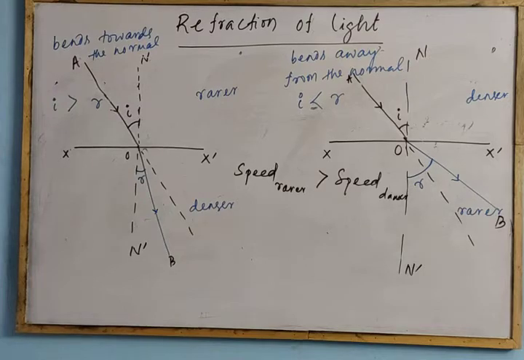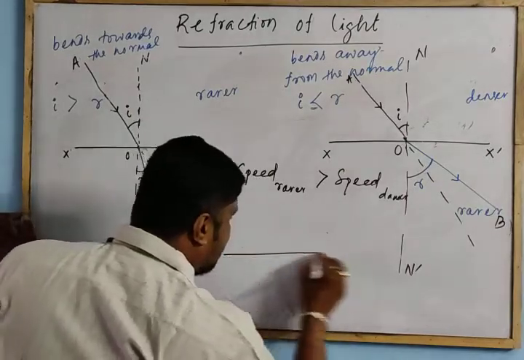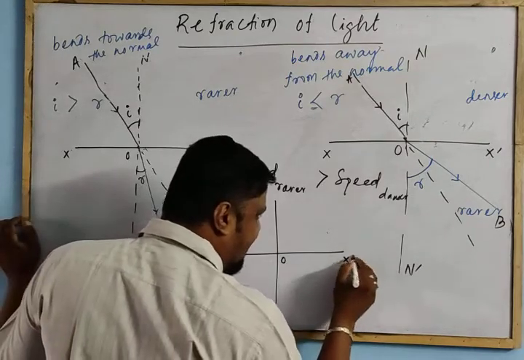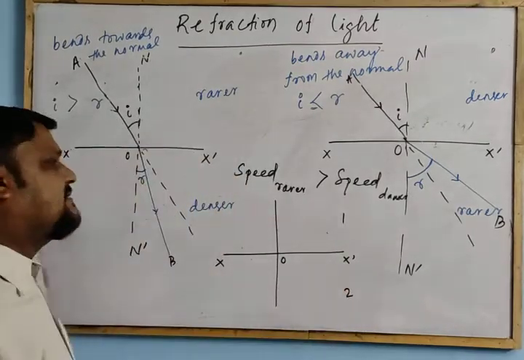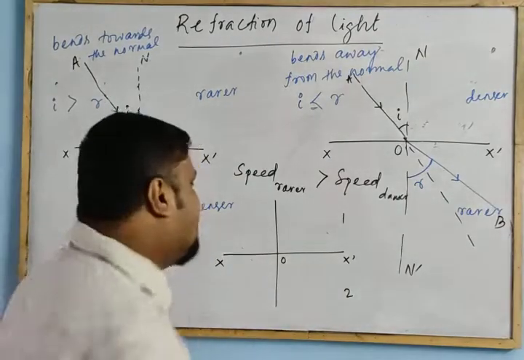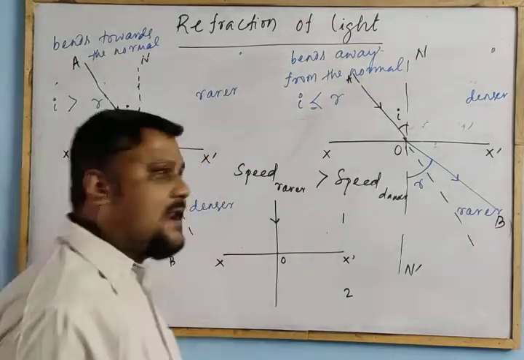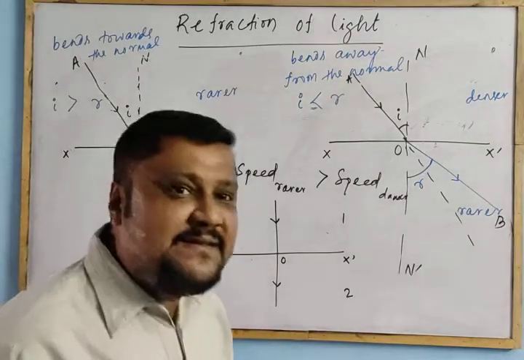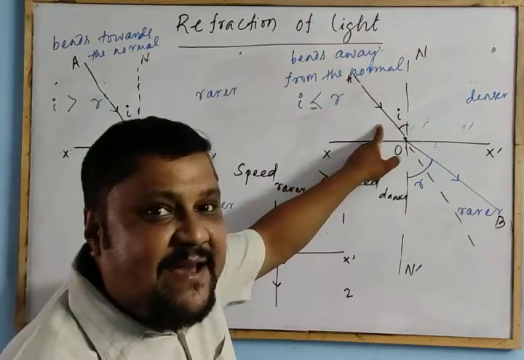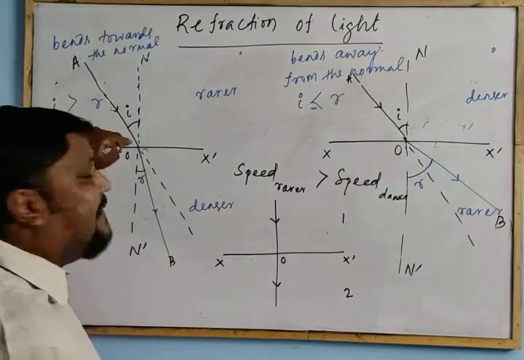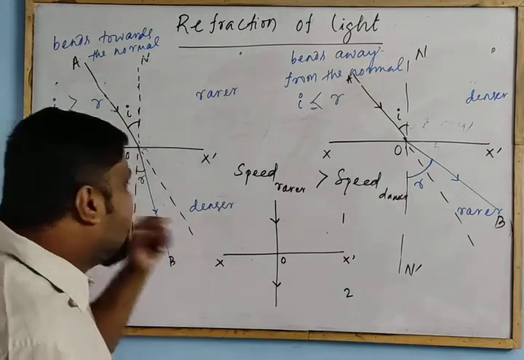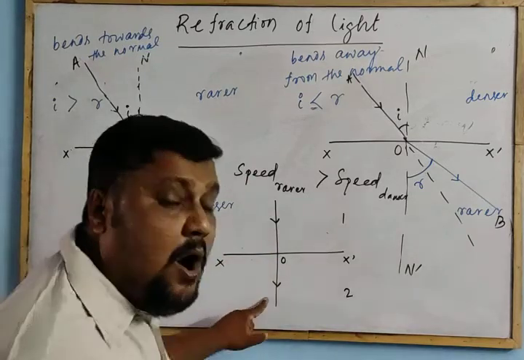Another point, remember always: when an interface is there, with a normal, and XOX dash is the interface between medium 1 and 2, maybe denser or rarer. If a ray of light incident normally travels from one medium to another medium, it does not change its path. Refraction can occur only when the light is incident obliquely, making some angle with the normal to the interface. If it is incident normally, it goes undeviated.